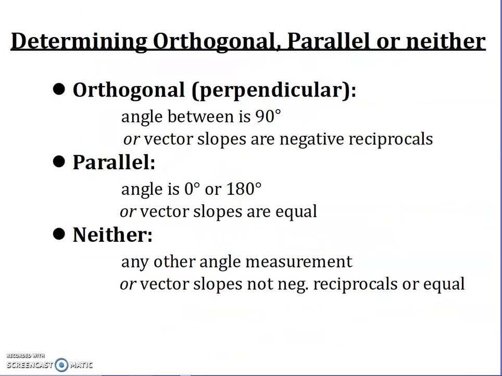Now we're going to figure out if something's orthogonal, parallel, or neither. Orthogonal means it's perpendicular. So the angle between is 90, or the vector slopes are negative reciprocals. Okay, this is what we're going to probably use a lot more of to figure out if they're orthogonal or not. If they're parallel, the angle between is 0 or 180. The vector slopes are equal, meaning 1/2 is equal to 1/2. And then neither: any other angle measurement, or the vector slopes are not negative reciprocals or equal.